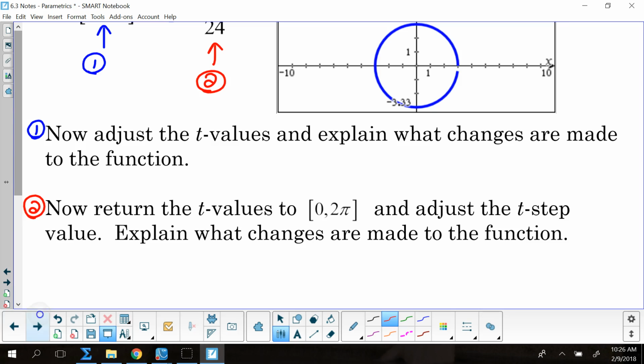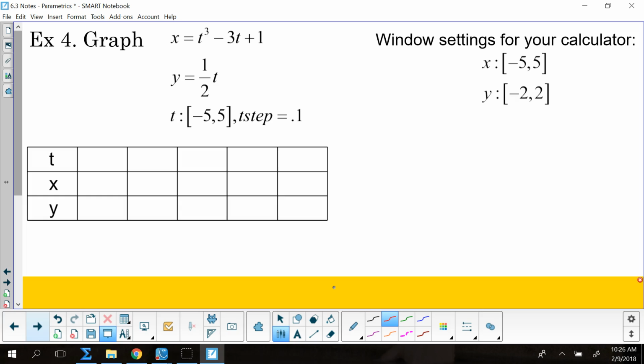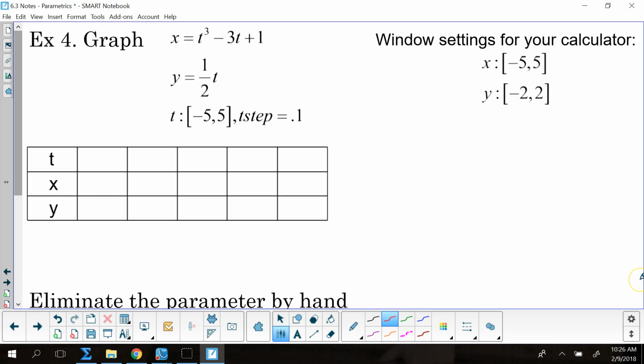What I would like you to do now is graph this one on your calculator, make a little chart to go along with it, and then eliminate the parameter by hand. So eliminate t.